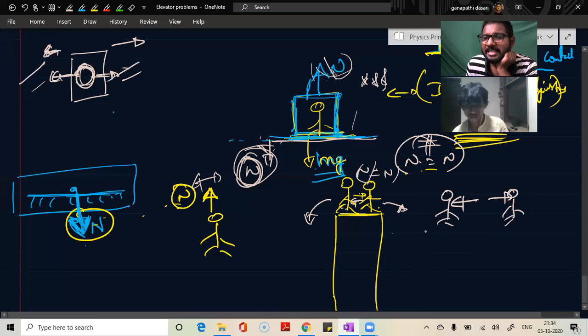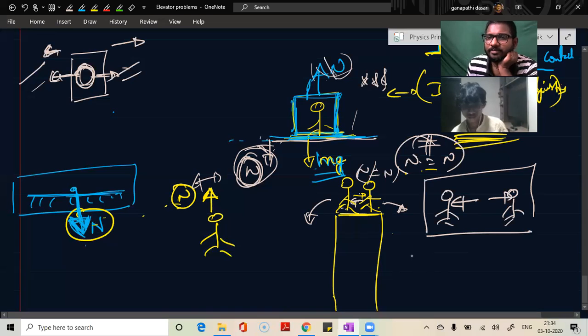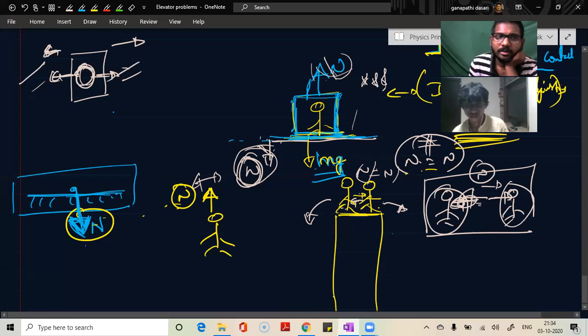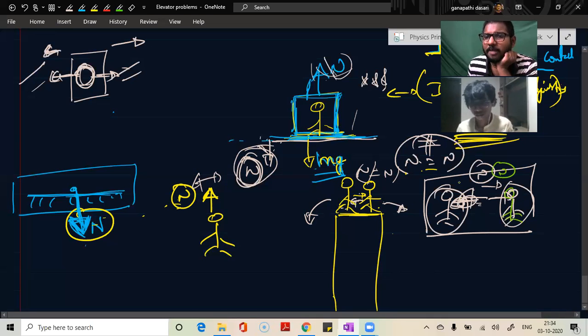If we consider both of us to be a system, then the net normal is zero. But if we consider only this boy, on this boy normal is acting. On the other boy also normal is acting. You might say this normal is given by this boy only. What is acting on the other boy? Yes, this normal is acting, but they're acting on two different bodies.